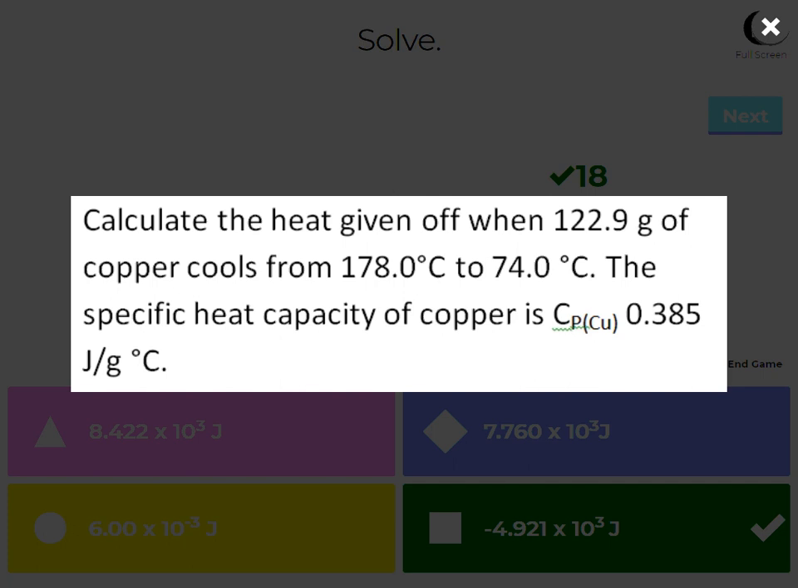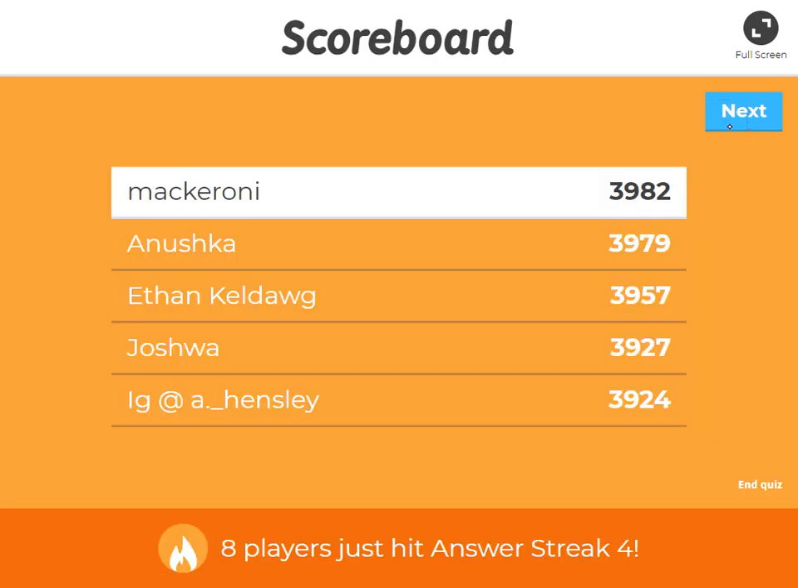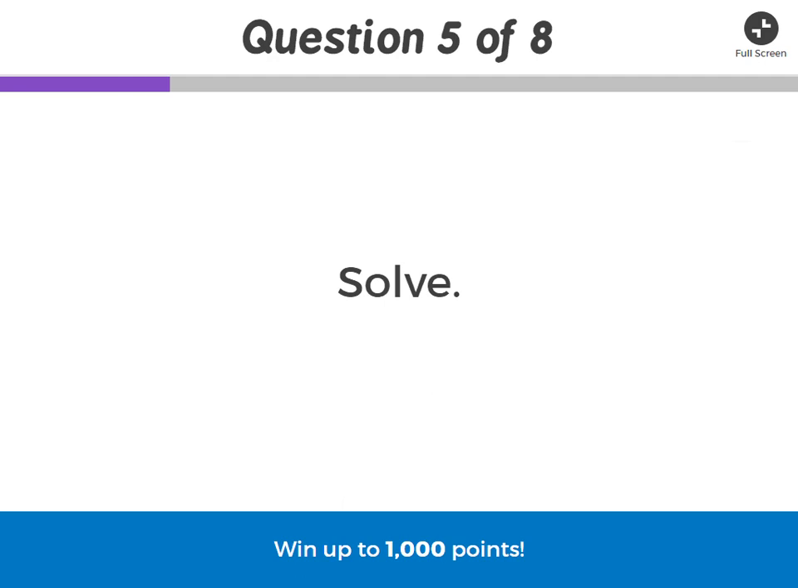M, C, and delta T. If you calculate your delta T, it is final minus initial. Final is 74, initial is 178. That's where the negative gets thrown in, because 74 minus 178 is a negative number, and that's how we get a negative Q. Okay, so that is a what equation? Q equals MCΔT. Thank you. Good. Solve.